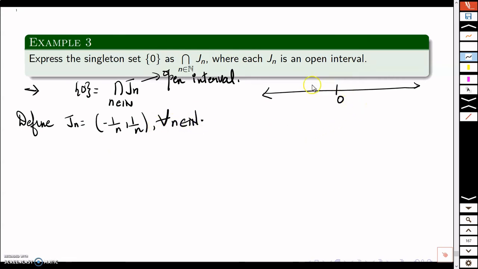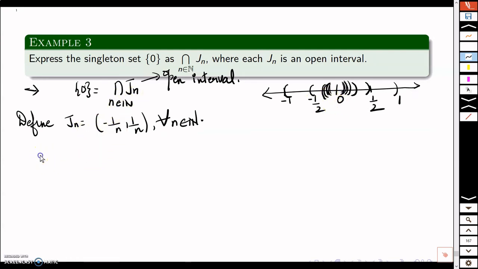So then how will this look? When n is equal to 1, I will have (-1, 1). When n is equal to 2, I'll have (-1/2, 1/2). Right? So when n is equal to 3, I'll have (-1/3, 1/3). And if you see, these intervals are shrinking towards 0. And 0 will be the only point in that intersection by our intuition. So we have to prove this.